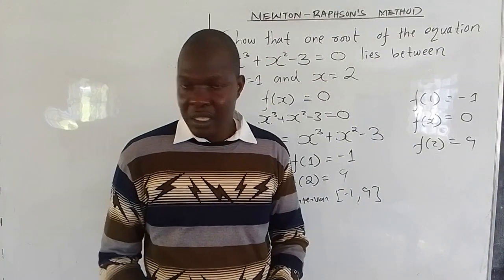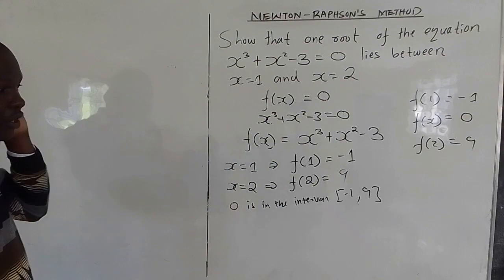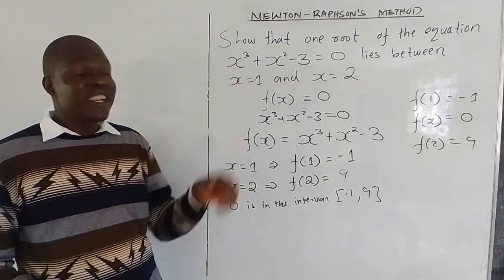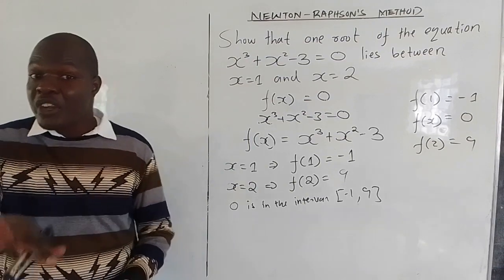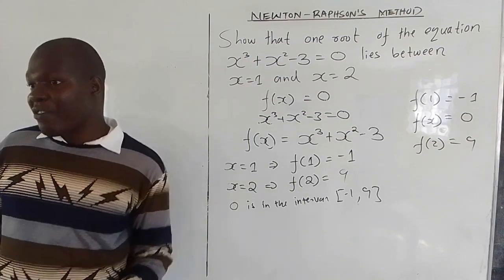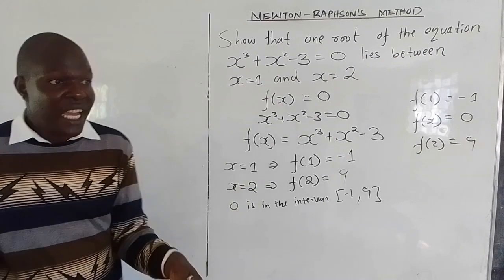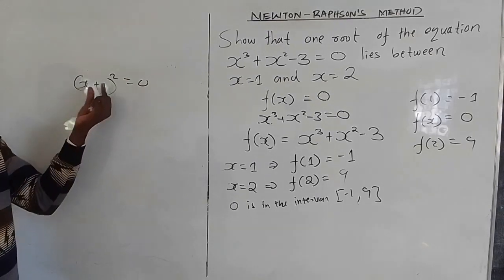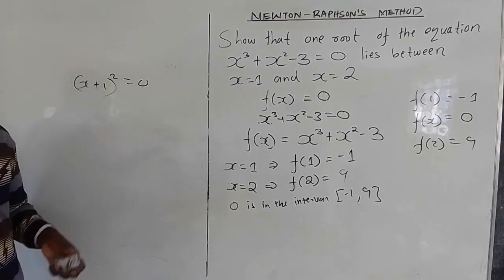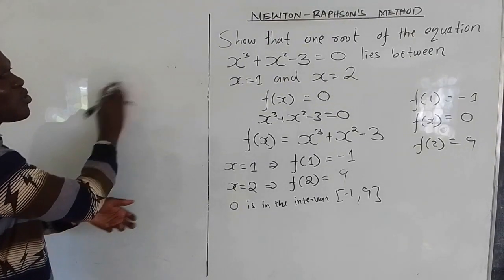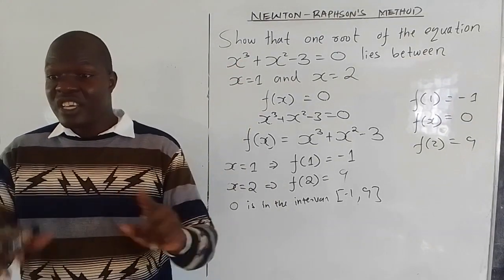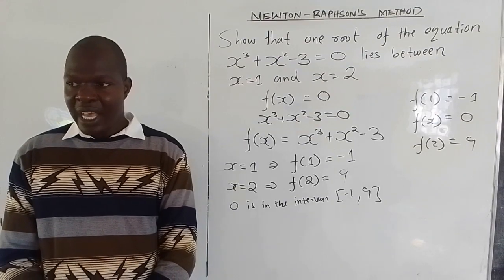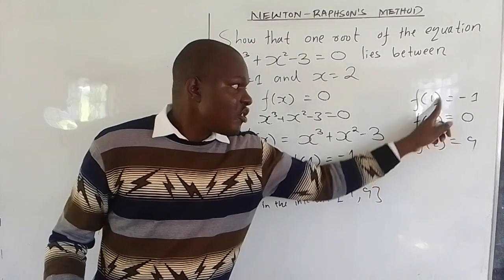Is that okay? Good. So we've actually shown that one of the roots of this equation lies there. When it is x cubed, it is possible that you have three roots, but sometimes you get a perfect root, like when you have x plus 1 squared equal to 0. It is quadratic, but we have one root because it is perfect. So the number of roots you can get when it is cubed is 3. If there is any case of a perfect root, then 3 is the maximum, and one of them will be proved to be in that range.